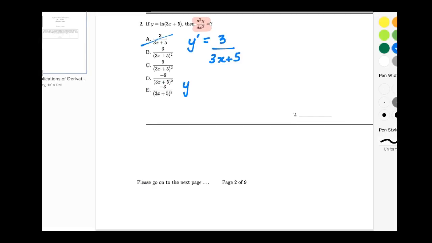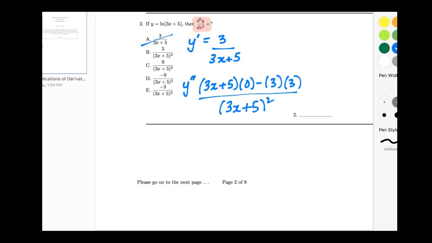For the second derivative, you can use the quotient rule if you want. Bottom times the derivative of the top, the derivative of any constant is 0, minus top times the derivative of the bottom, which is just 3, all over your bottom squared. So here's what you can do: you can start eliminating more choices. This is all 0. Minus 3 times 3, so minus 9. I need a minus 9 on top. So boom, that's gone, that's gone, that's gone. It's got to be negative. So there's your answer. Your answer choice is D.